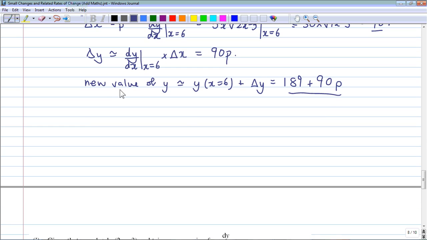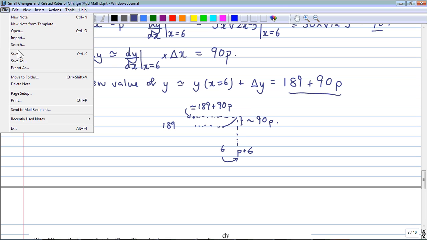And just in case it helps anyone who's confused, let me sketch out what that looks like. What we're saying is, suppose x is 6, we worked out y is 189. Now the curve does what it does. As we go from 6 to 6 plus p, the function increases to a number here, which is approximately 189 plus 90p. In other words, this change is about 90p. So think about it like that.